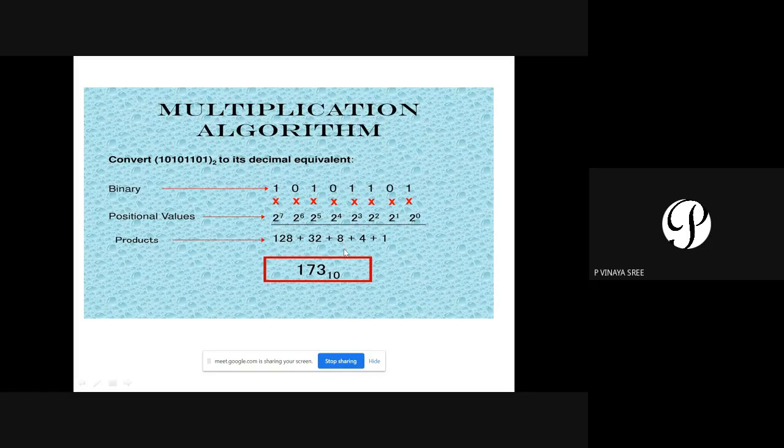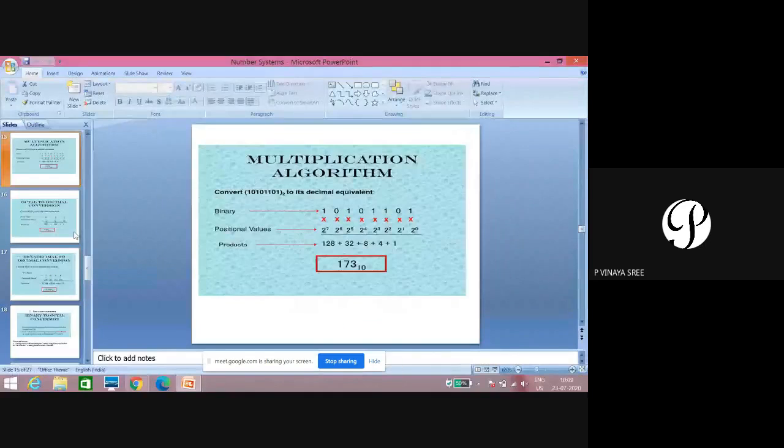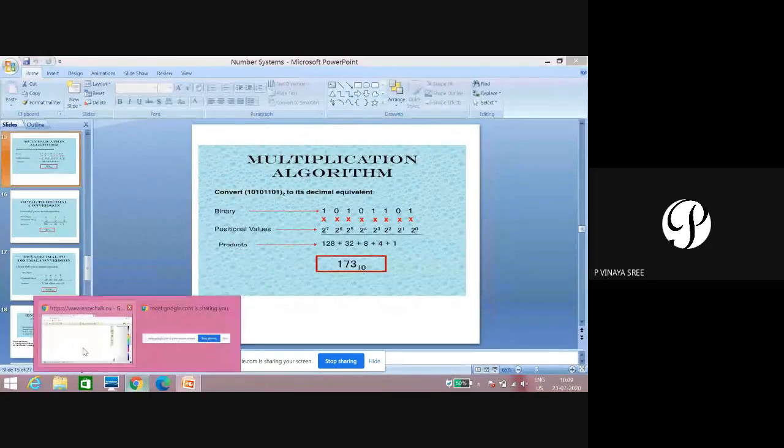Here it will start from 0, starting from the right side onwards. So 2 power 0, 2 power 1, 2 power 2, like that you have to calculate. If the digit at position 7 is 1, you will calculate 2 power 7, which is 128. Let me show with an example so that you can understand clearly.